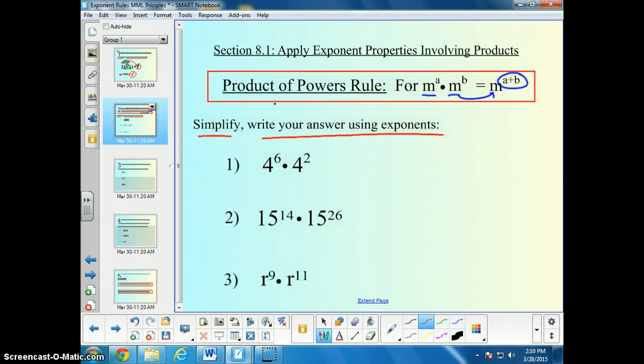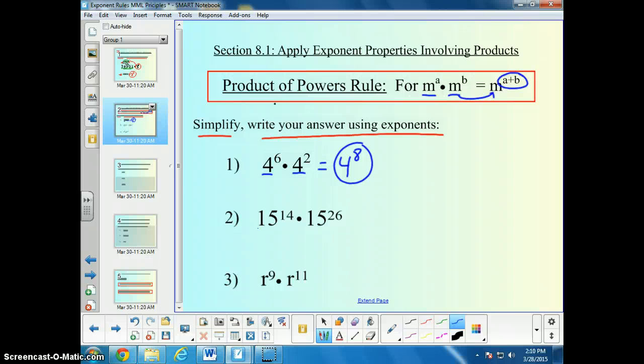So going through a few examples, again, the directions may say something like simplify, write your answer using exponents. What we can do is this property tells us that if we have the same base number, like in number 1 here, 4 to the 6 times 4 squared, I can simplify that and just write 4 to the 8th power. It's the exact same answer that I would get if I evaluated those out.